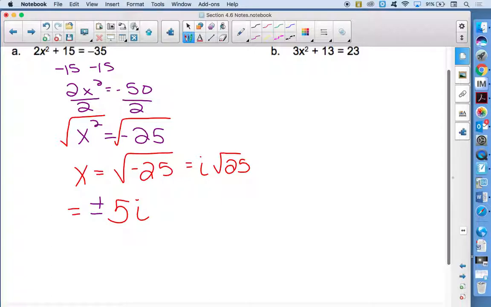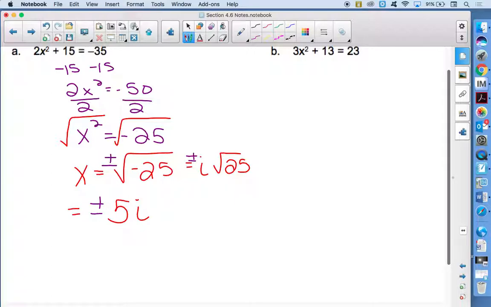So anytime you solve an equation and you get rid of x squared by taking the square root of both sides, we need to put a plus or a minus in front of that square root. So there's still two answers here because it's still a parabola. We still have the left and the right side of the parabola. So it's plus or minus and then 5i.